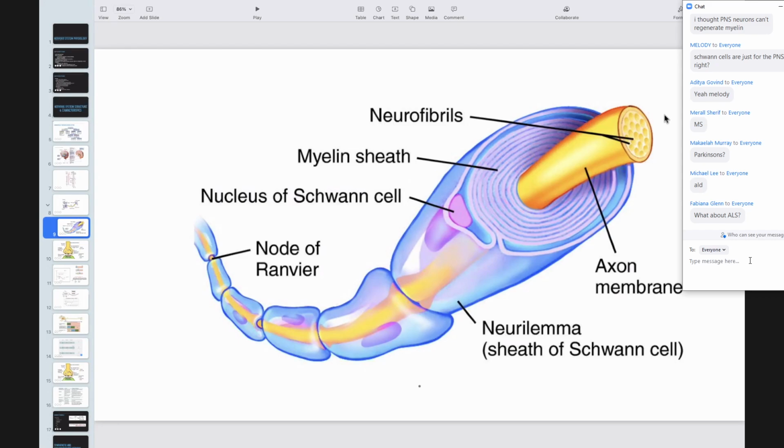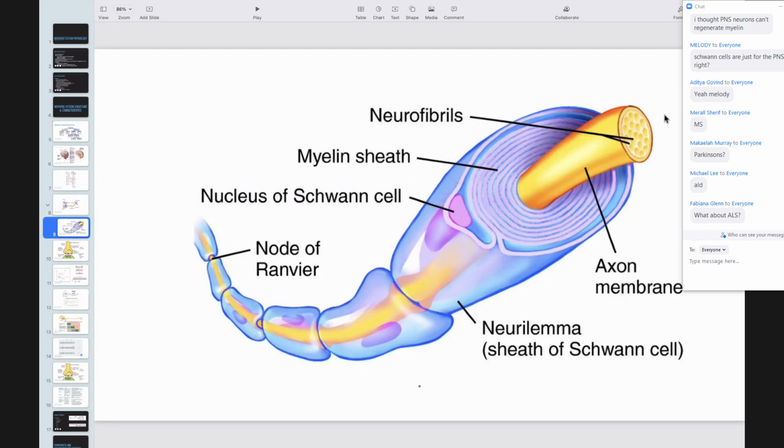There's a question that I missed up here. Schwann cells are just for the peripheral nervous system. Yes, but in the central nervous system we still do have myelin sheath, but it's done by the oligodendrocytes. It's a different type of cell, but it essentially does the same thing.